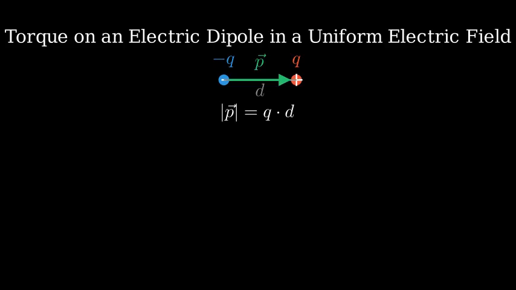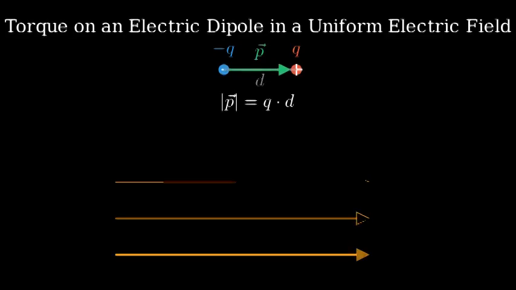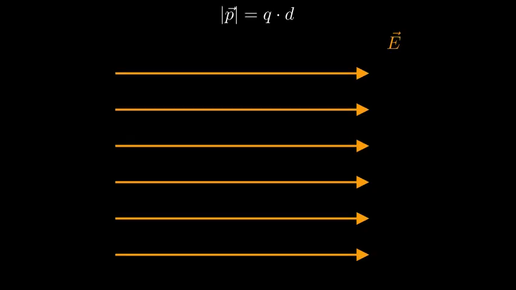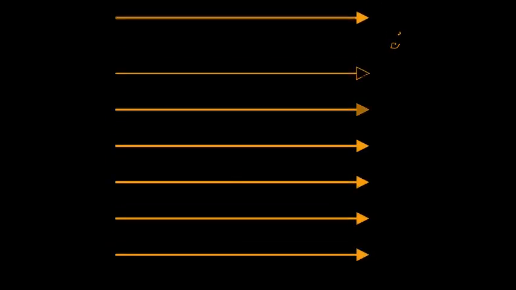Now, let's introduce a uniform electric field. A uniform electric field has the same magnitude and direction at all points. We typically represent it using electric field lines, shown here as parallel horizontal arrows. When we place our dipole in this field, interesting things happen.